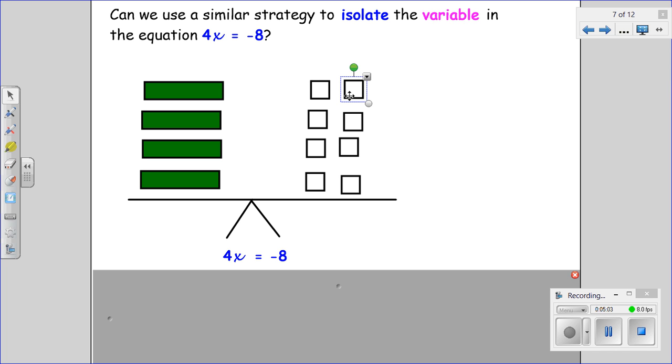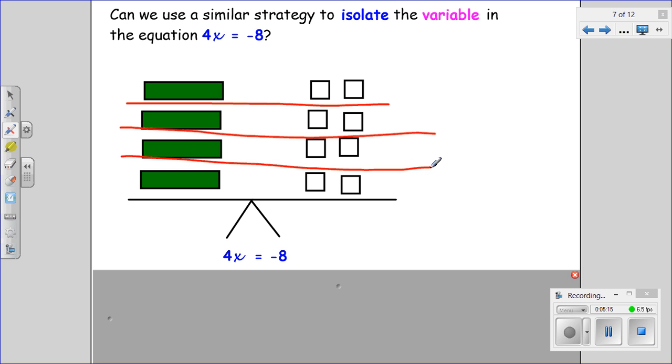So if I have 4 x's, I've got 8 negative 1s, and I can give each x 2 of them. So in essence, what did I do? Pause the video, try to do this a few more times with a few different examples, and see if you can figure out what exactly you're doing.